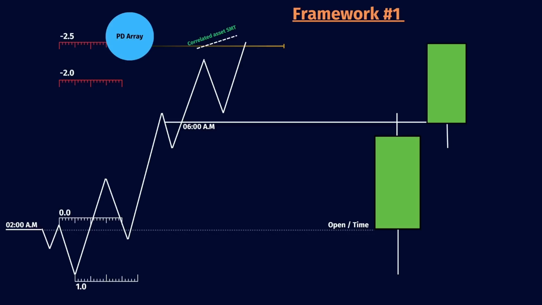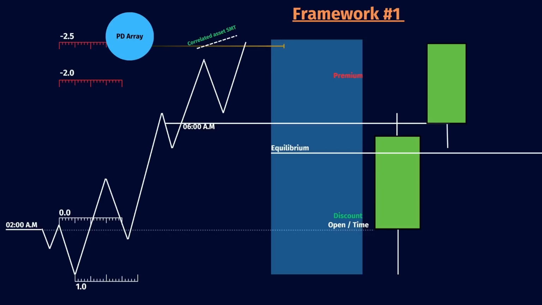Okay, so when price reaches the 2 deviations and the 2.5 deviations, price is in premium and in one PD array on higher time frame. So in this moment you anticipate one retracement to the equilibrium to discount of the previous range. So it's very important to take the previous range of the previous candle, the previous opening.